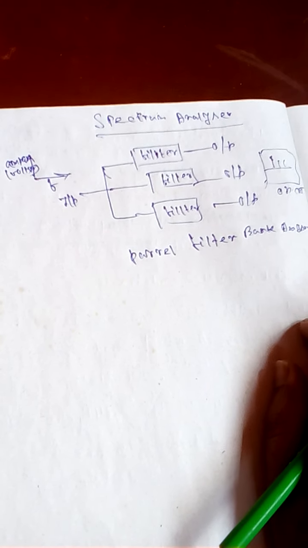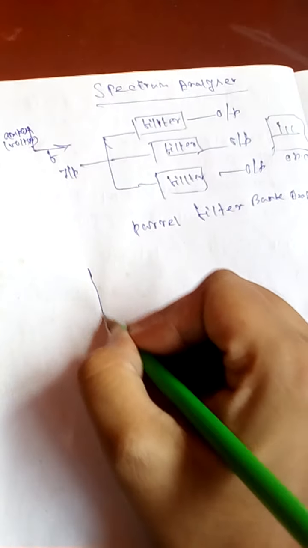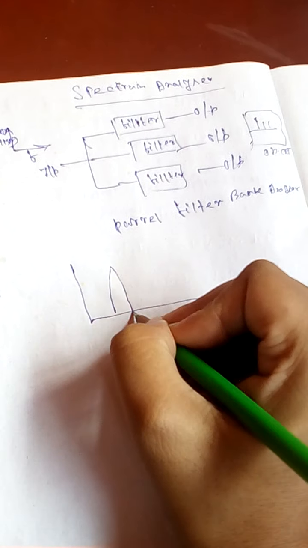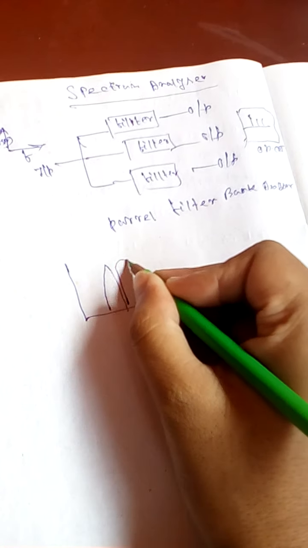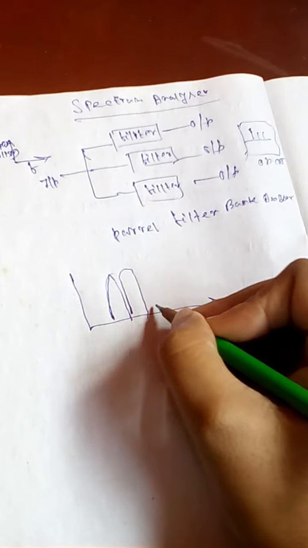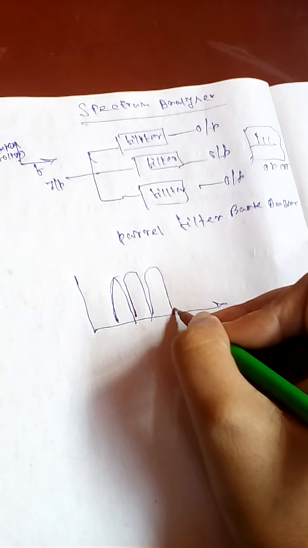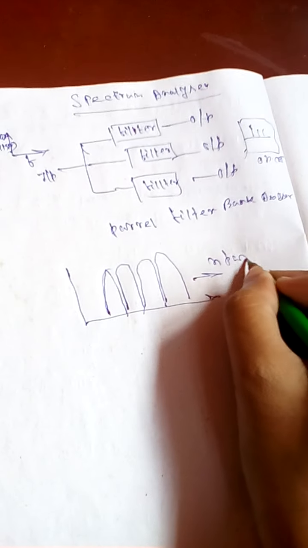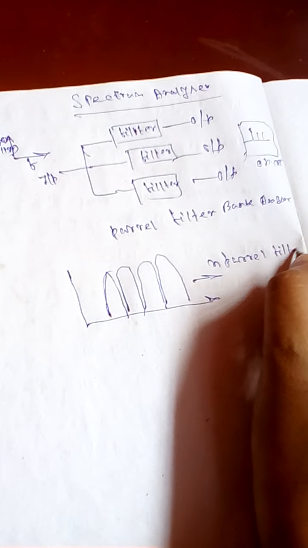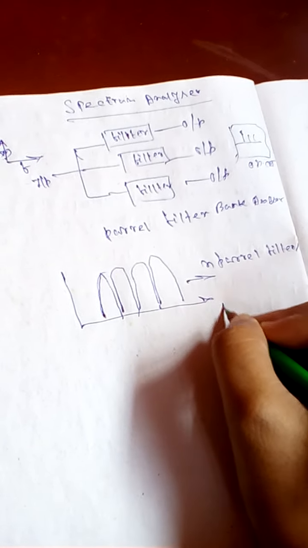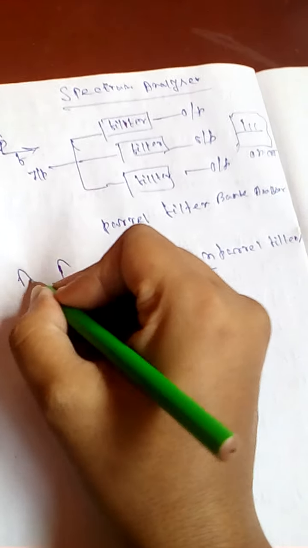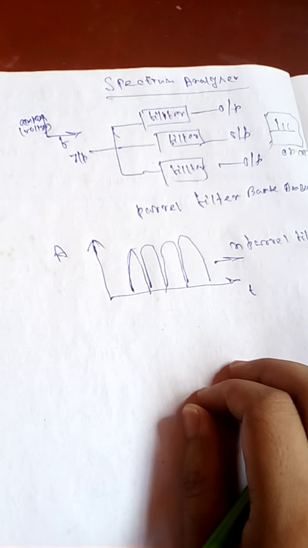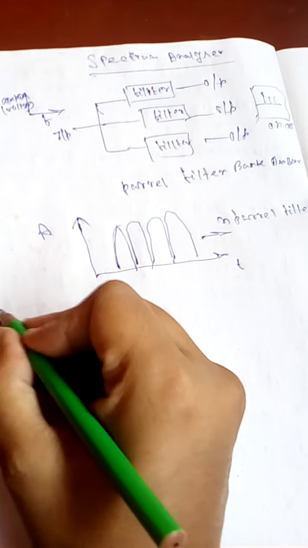If we see the graph, the filter responses are overlapping each other. These are the parallel filters, with frequency on the x-axis and amplitude on the y-axis. So now we look at the basic spectrum analyzer.